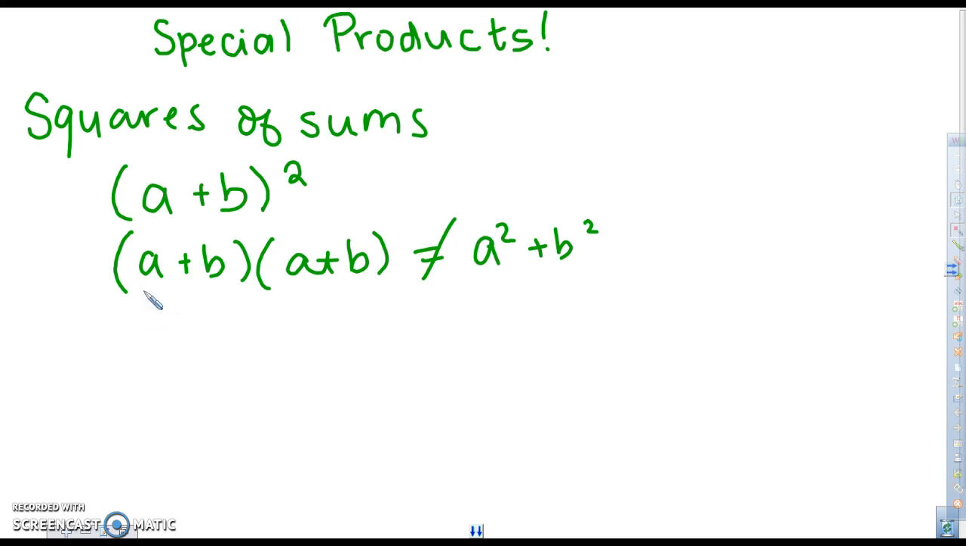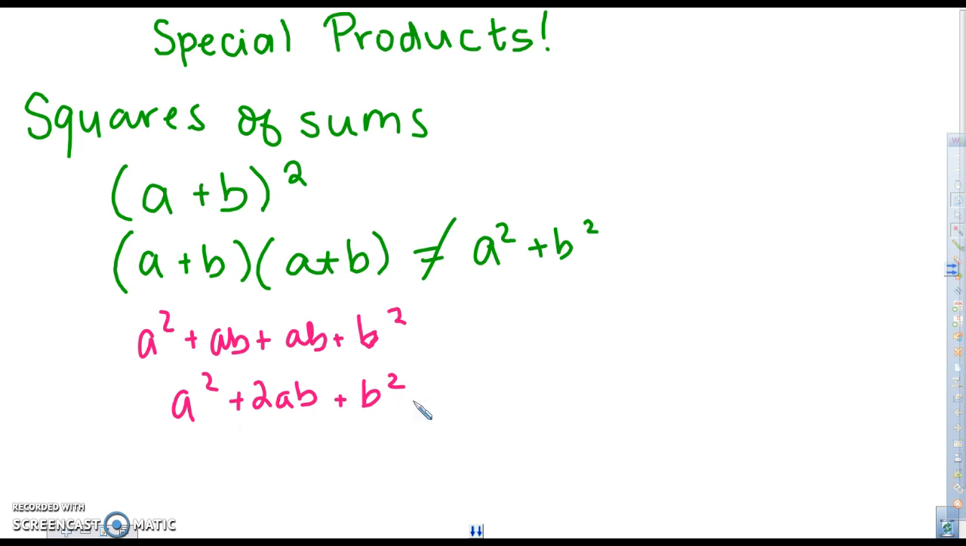Why? Because when I went to FOIL this, I would have A squared plus AB plus another AB plus B squared. Okay? And I would combine like terms, and I would have A squared plus 2AB plus B squared. This does not look like this. So do not use that. If you see a sum of squares written like this, it will always follow this rule. Okay, so I can jump straight down there. Let's go ahead and practice this.